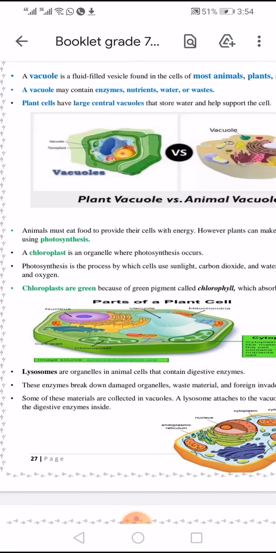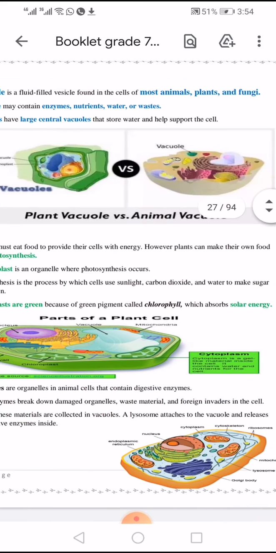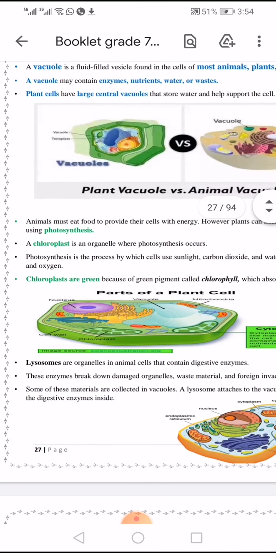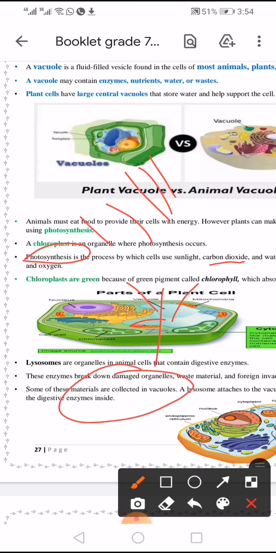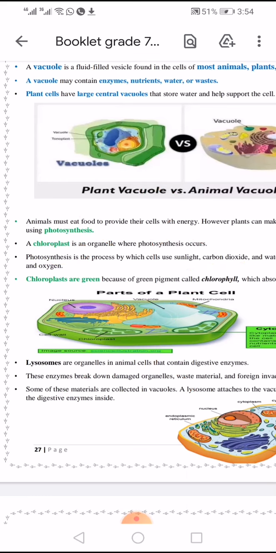Photosynthesis is a process by which cells use sunlight, carbon dioxide and water to make sugar and oxygen. So in the photosynthesis process, what happens? Plant gets water from the soil and carbon dioxide from the air, in presence of sunlight, to make what? To make sugar plus oxygen.